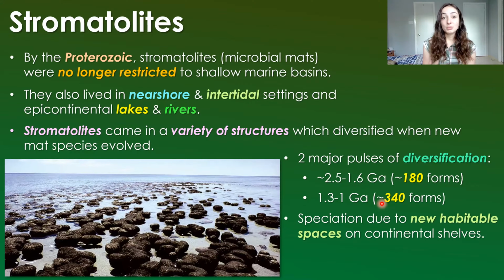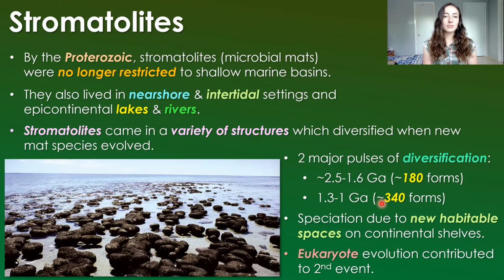And like I mentioned, the speciation and diversification of these forms was due to new habitable spaces becoming available on continental shelves and also new species evolving. For example, the second major pulse with 340 different forms was larger than the first major pulse because of eukaryotic evolution, and eukaryotic algae contributed to these mats during that time, and so made different structures and different forms from the purely prokaryotic forms of the Paleoproterozoic.